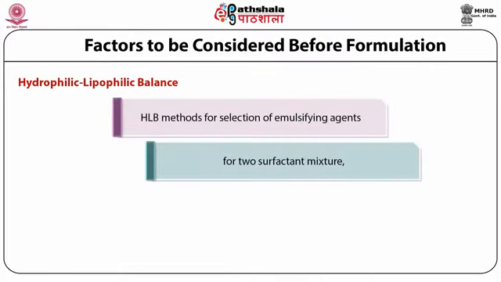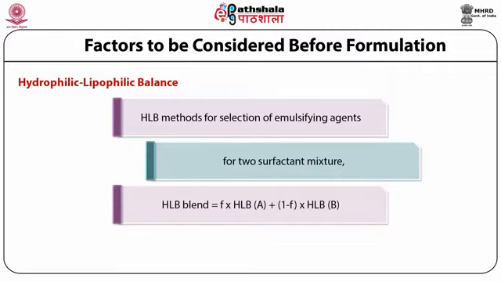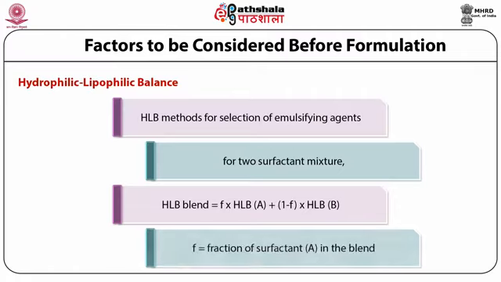HLB methods for selection of emulsifying agents. This method has been devised for calculating the relative quantities of emulsifiers necessary to produce the most physically stable emulsion for a particular oil and water combination. This is called the hydrophilic lipophilic balance method. First, we will discuss the method for a two surfactant mixture. The formula is HLB blend is equal to F times HLB of A plus 1 minus F times HLB of B. F is the fraction of surfactant A in the blend.